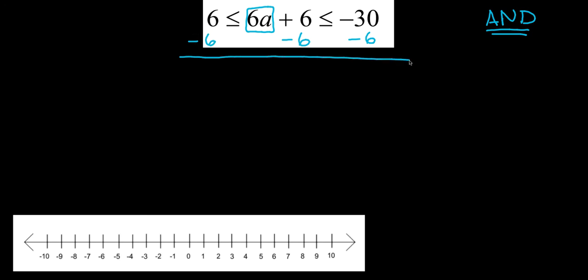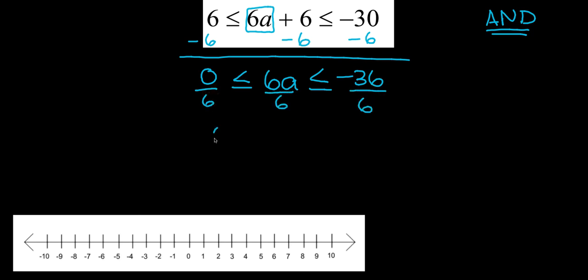And that's going to give me 6 minus 6 is 0, less than or equal to 6a, less than or equal to negative 36. I'm going to divide everything by 6, and I'm going to get 0 is less than or equal to a is less than or equal to negative 6.